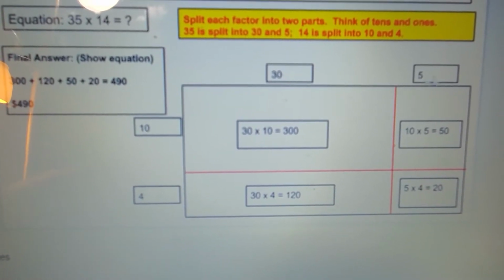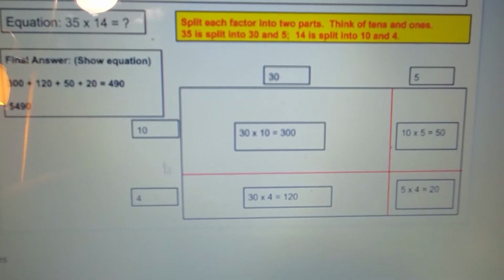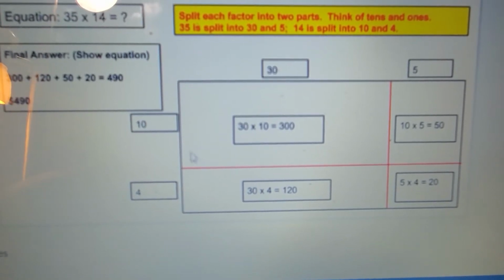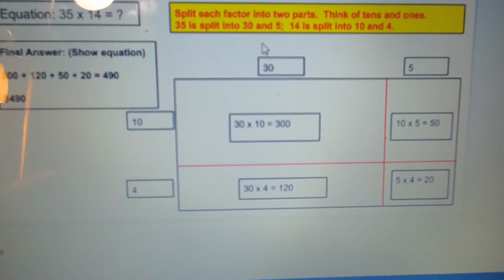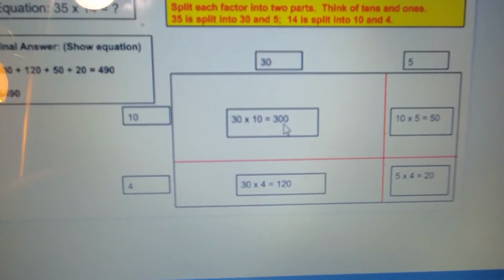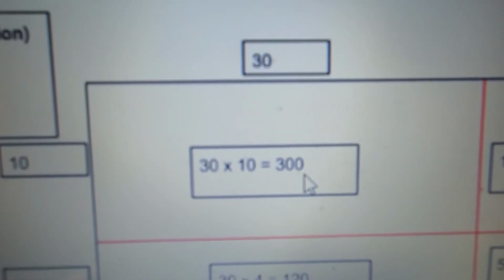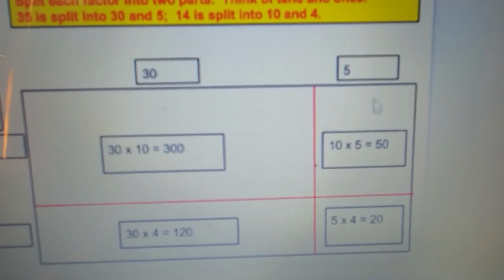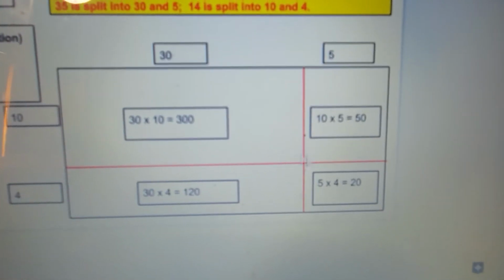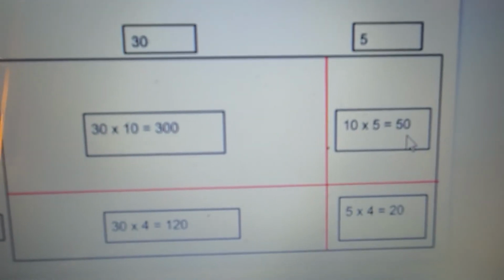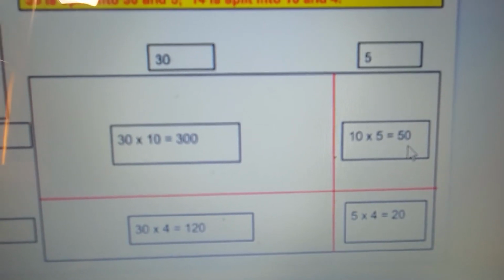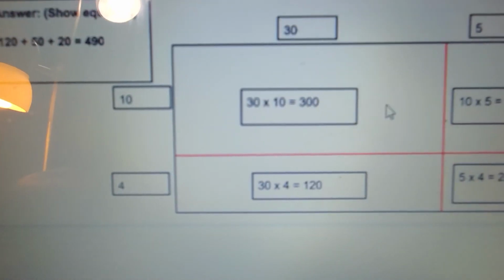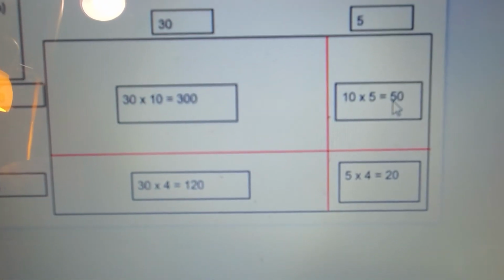So once I have my factors on the outside of the array set up, now I multiply and I write my equations. So this array here, this big piece, is 30 times 10, which is equal to 300. See, 30 times 10. If I look across here, this array is 5 times 10, which is 50. And notice when we split the array, it's set up so that you work with much friendlier numbers. 35 times 14 isn't a friendly equation, but 30 times 10 is friendly. 10 times 5 is friendly.